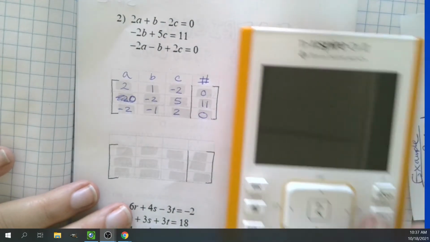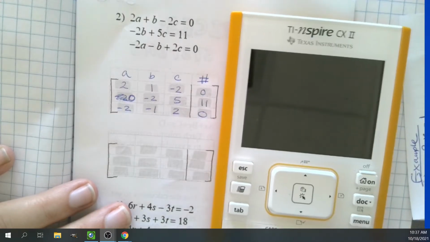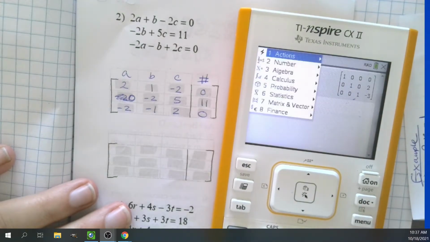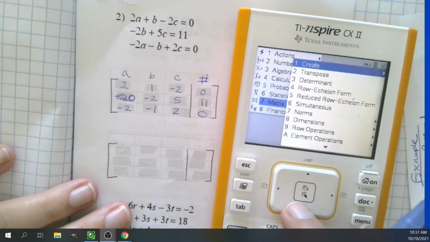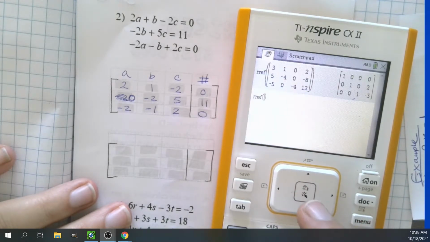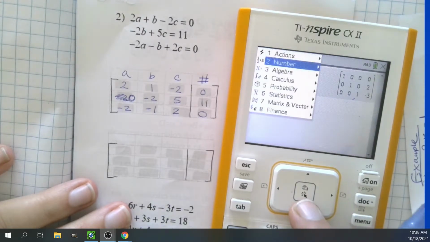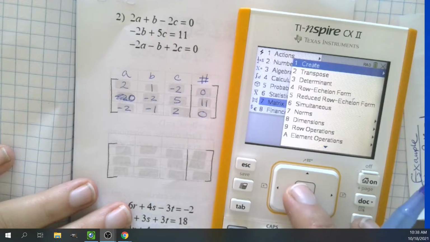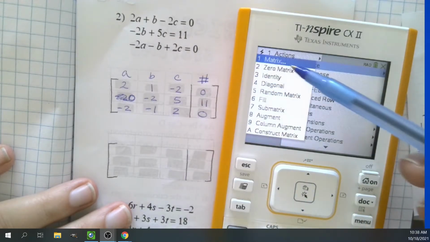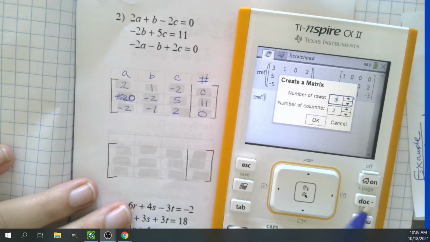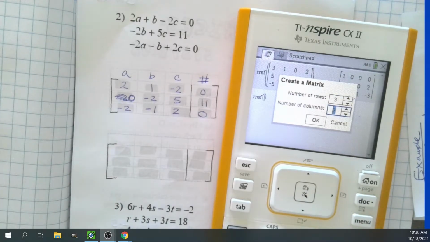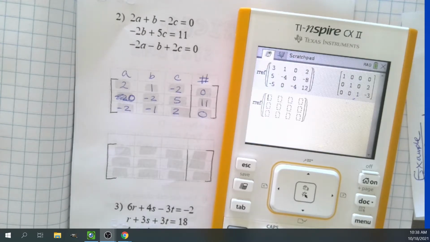Okay, let's go through the calculator again. Menu. We're going to go down to matrix, and then what are we trying to do? 7, 5. Reduced row echelon form. And then we got to put in the matrix. Menu. 7. Create. And if it has a bunch of different options, just pick the matrix. 3. Tab. How many columns? 4. And put in your numbers.